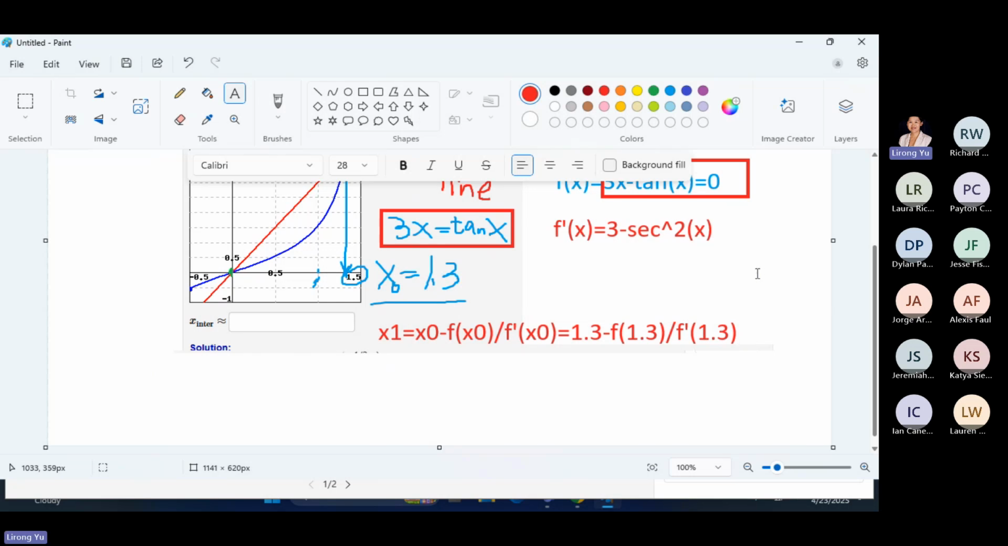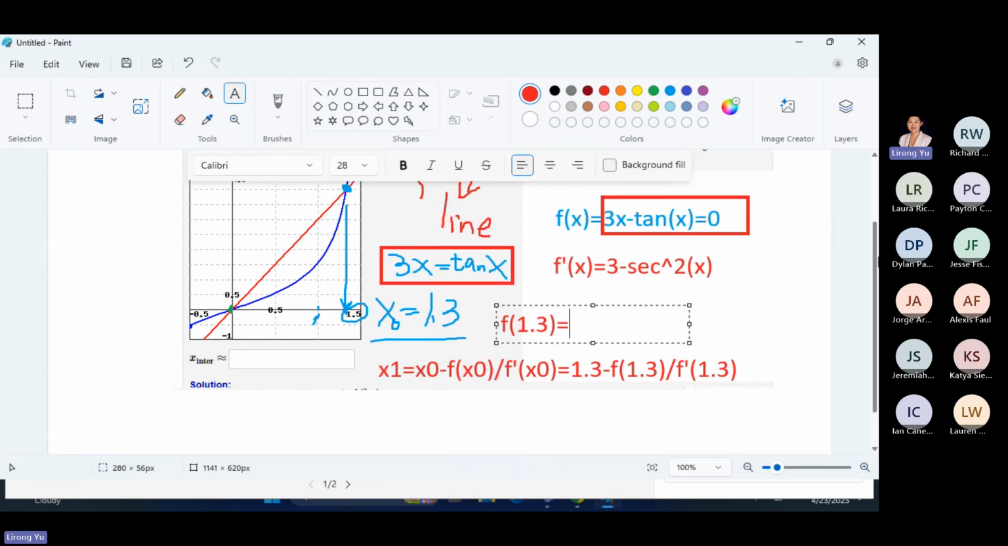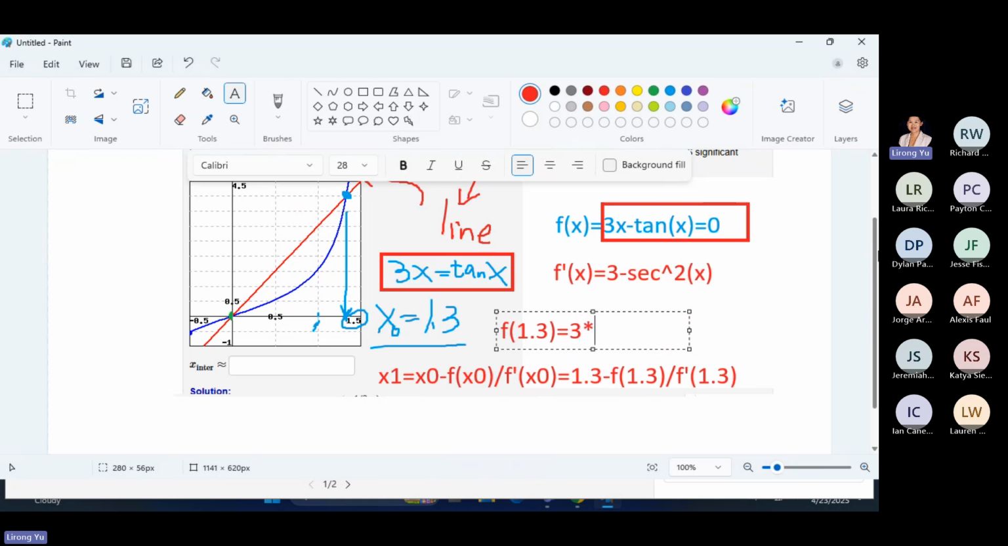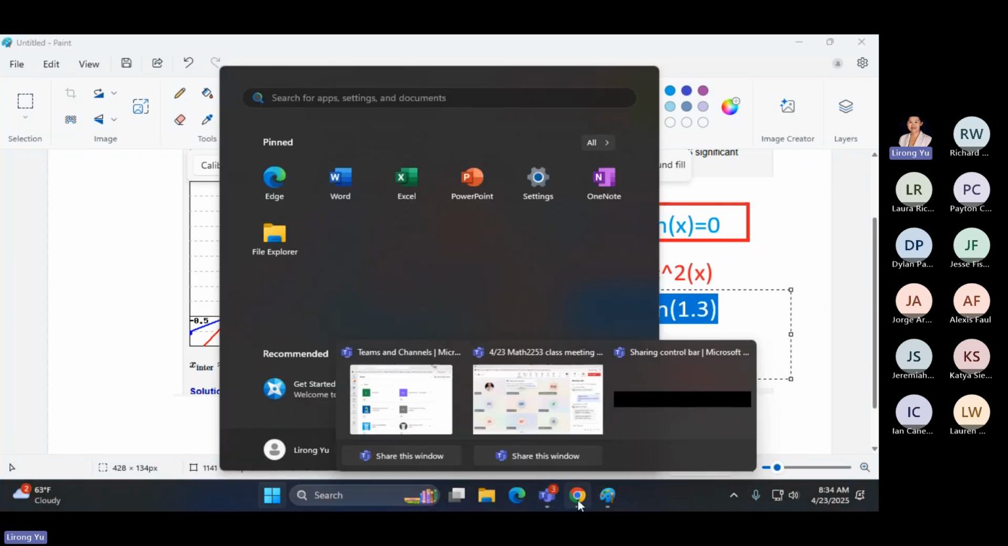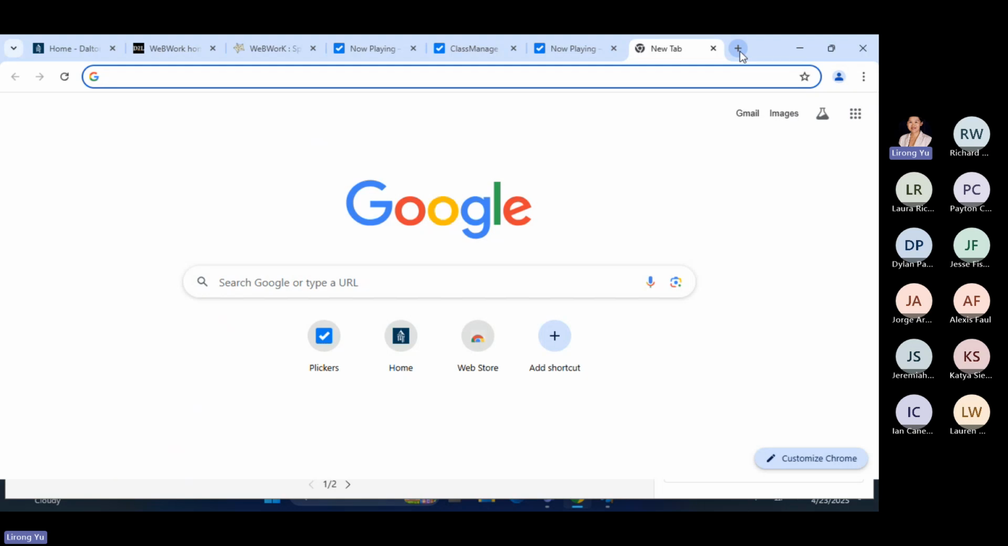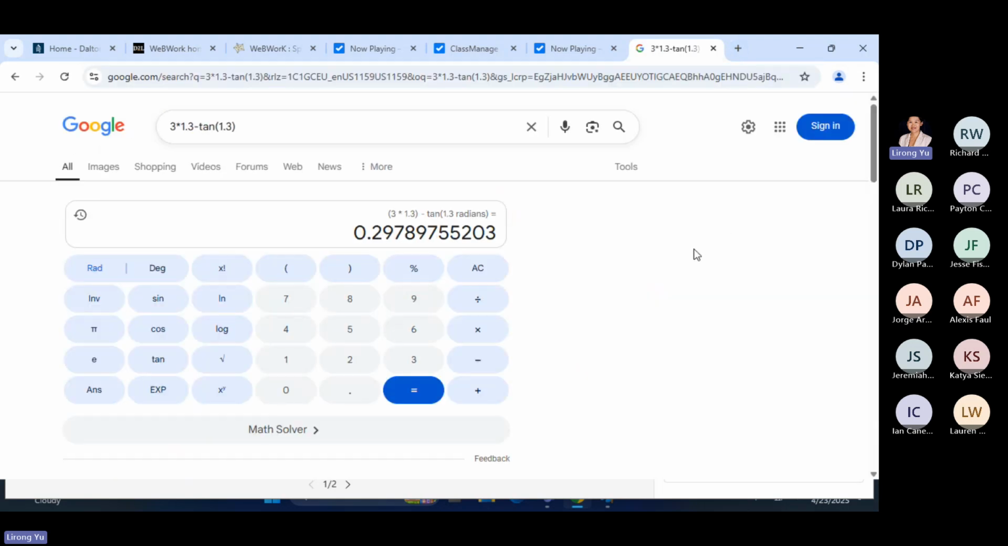So before you can put it in, you have to calculate it. What is f of 1.3? Up there we have the function. f of 1.3 is 3 times 1.3 minus tangent of 1.3. That will be the calculation for the function value. I want to have the numbers for the numerator and denominator so the calculation will not be ambiguous. Make sure we are as clear as possible with our steps.